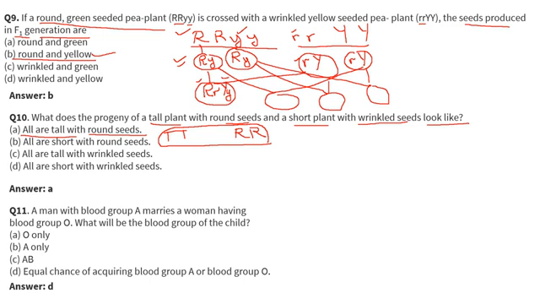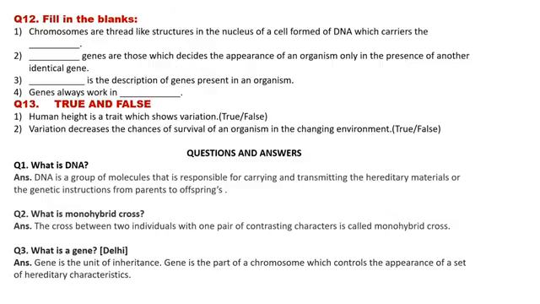Question number 11. A man with blood group A marries a woman having blood group O. What will be the blood group of a child? Only O? No, you can't say. Only A? No, you can't say. AB? Anyways, there is a very slight possibility of AB. There is an equal chance of acquiring blood group A or blood group O. This is true, so this can happen.